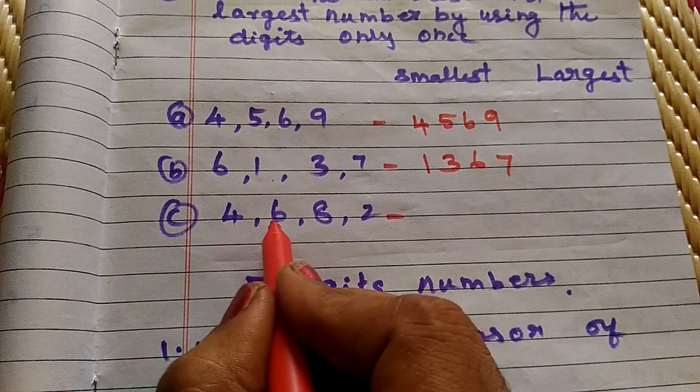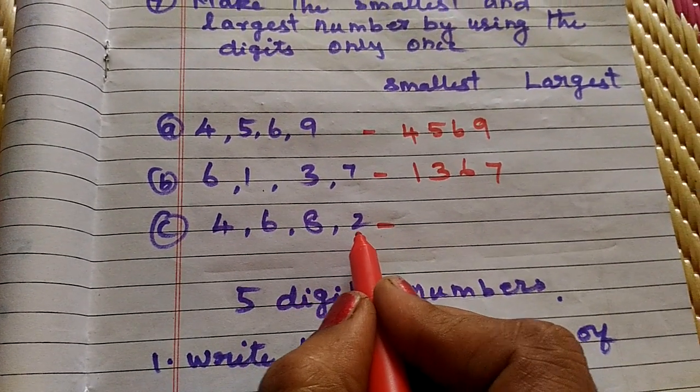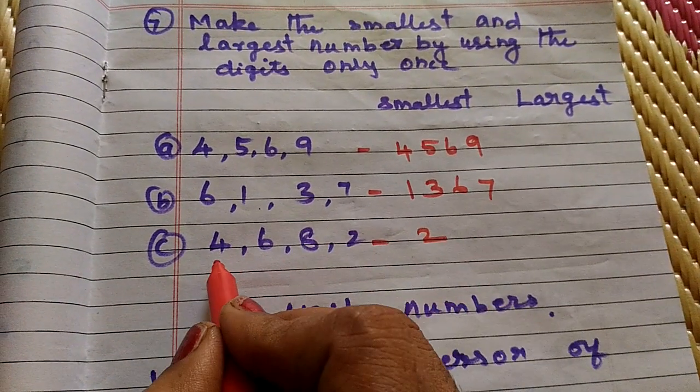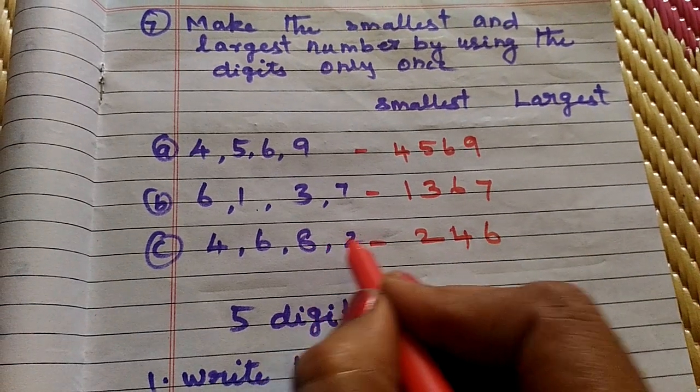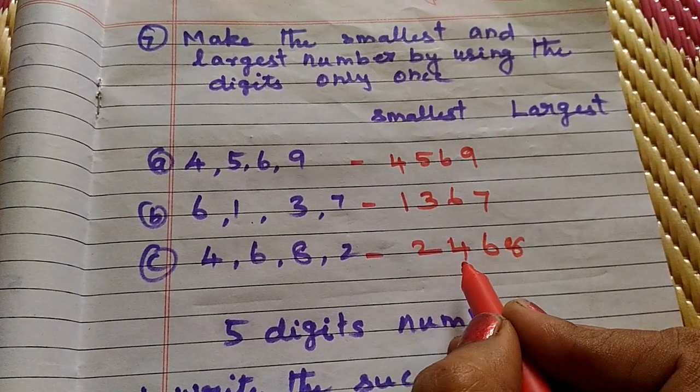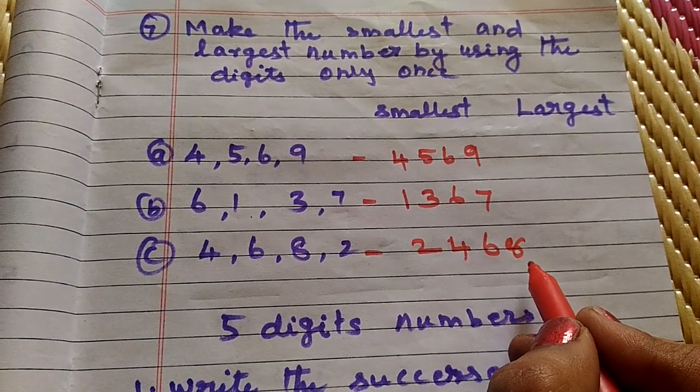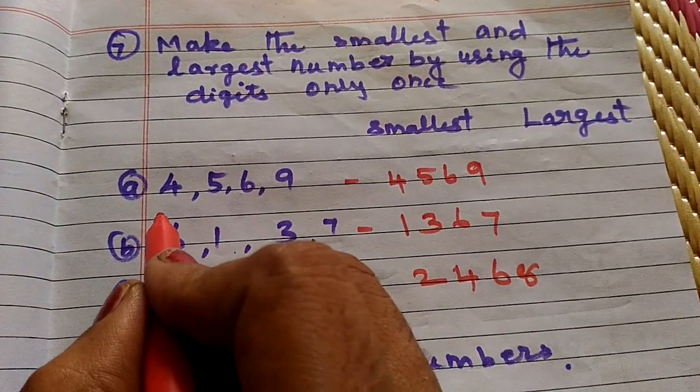Then here, see here, 4, 6, 8, 2. Which one is the smallest number? 2, then 4, then 6, then 8. 2,468. Then we make the largest number.